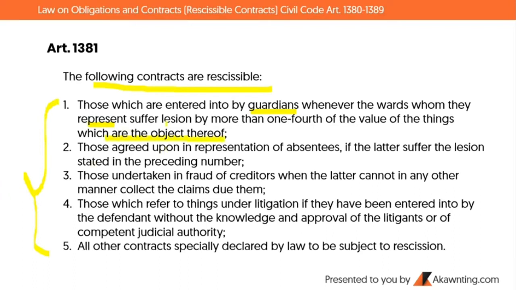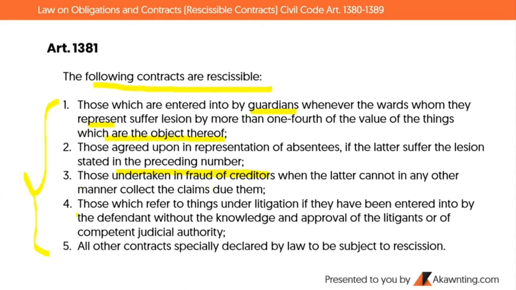Okay. Number 2, those agreed upon in representations of absentees if the latter suffer the lesion stated in the preceding number. So, number 1 and number 2 are somewhat related and similar. Okay. Number 3, those undertaken in fraud of creditors when the latter cannot in any other manner collect the claims due them.